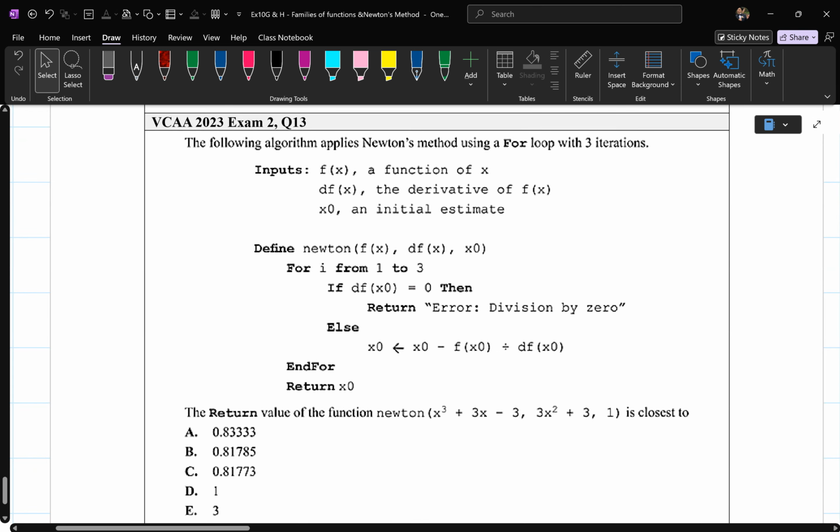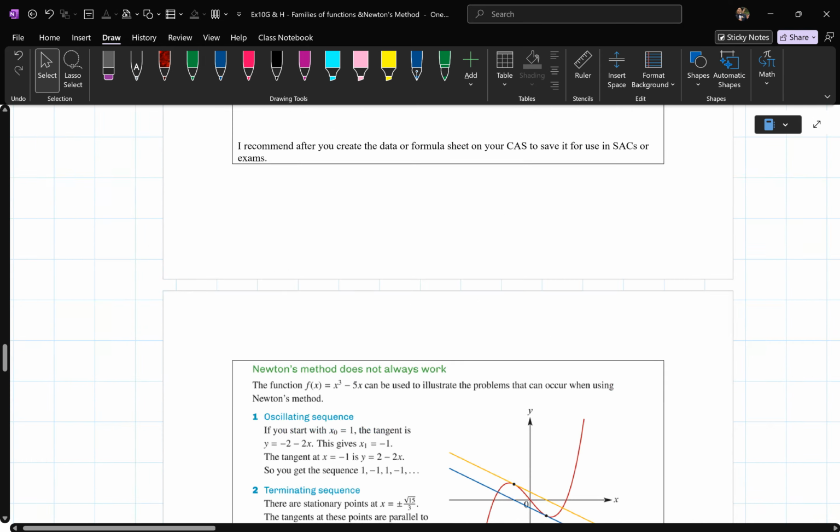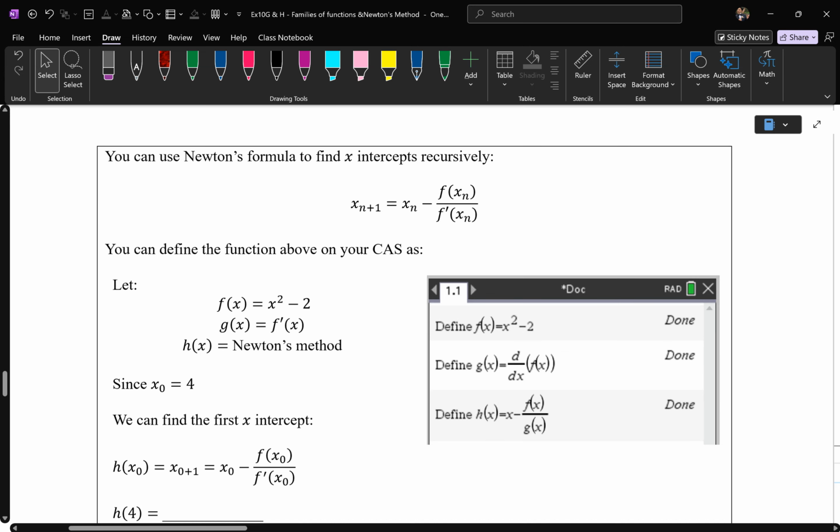We'll talk about that later on when we get to pseudocode, but that's the kind of question you would get related to Newton's method. Otherwise, you just need to understand the gist of how it works. You don't need to do the whole repetitiveness that I was just doing. But you do need to know how to do that on your CAS. If you were to do a couple of iterations, how would you do it on your CAS? I've given you a direction on this page to help you.